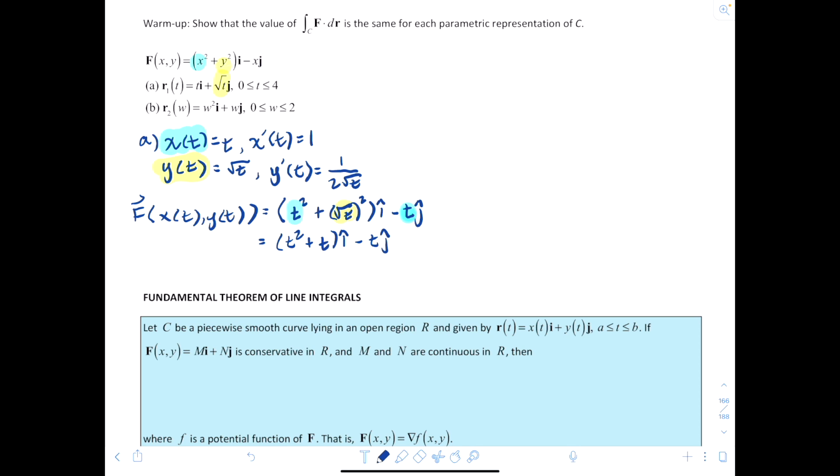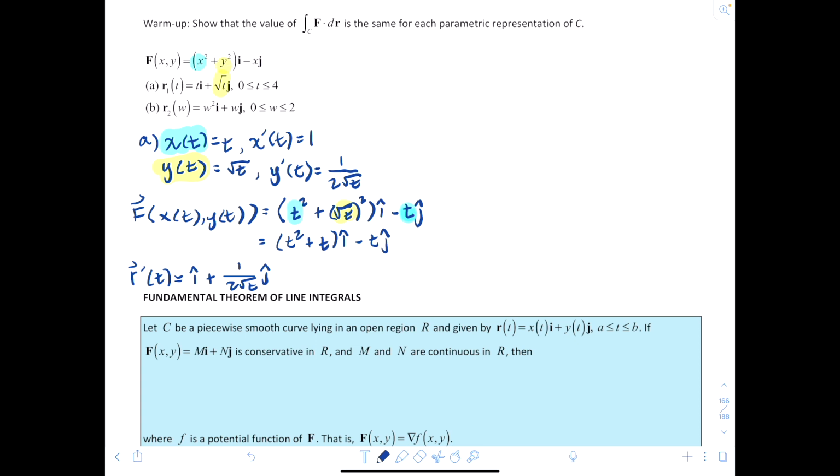And let's see what we have. R prime at t, well, we found the components of it. R prime at t is going to be x prime at t times i, so 1 times i, plus y prime at t times j, so 1 over 2 root t times j. Groovy so far? Okie dokie.